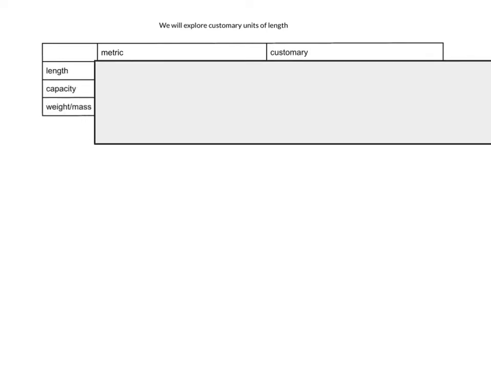Now there's three things that we focus on measuring. One is length or distance. The second one's capacity, which is how much volume is inside a container. And the third is weight or mass.